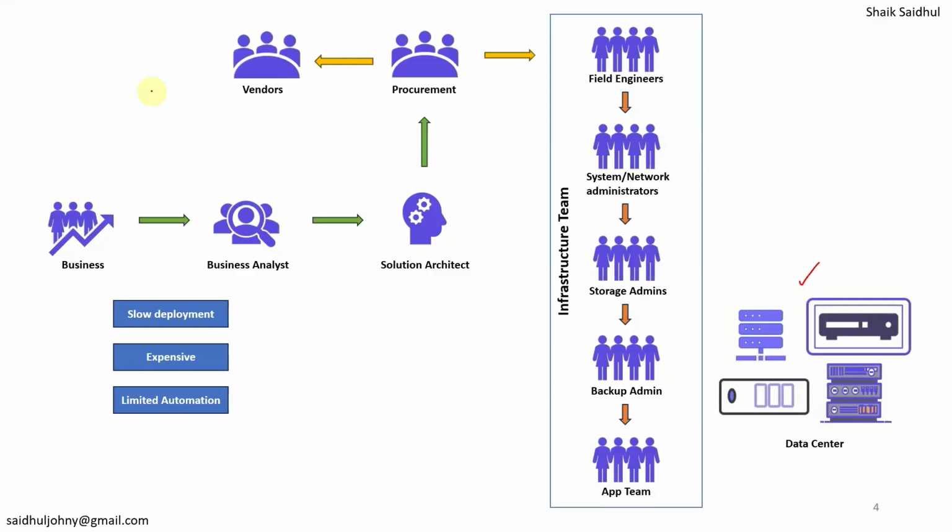Some aspects we can automate, but most of the aspects are manual and they are slow. So that's the reason we call it limited automation.